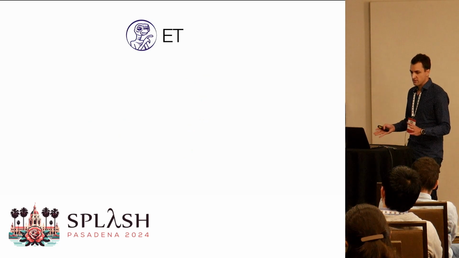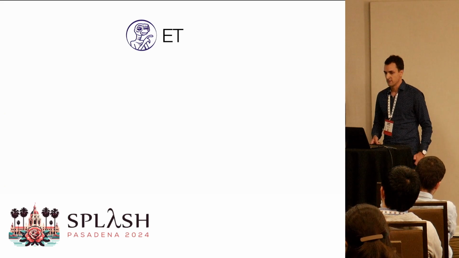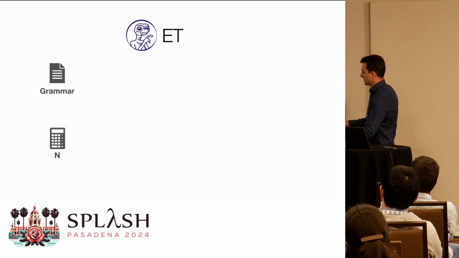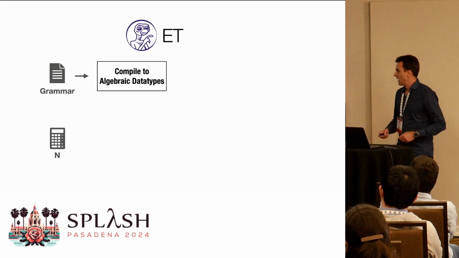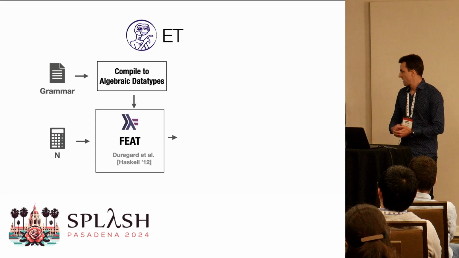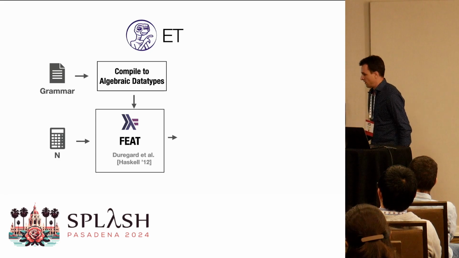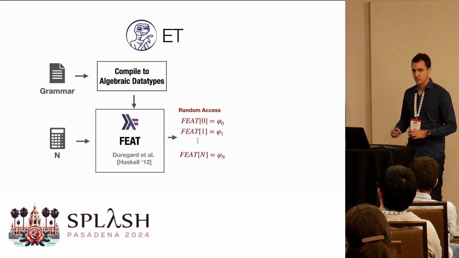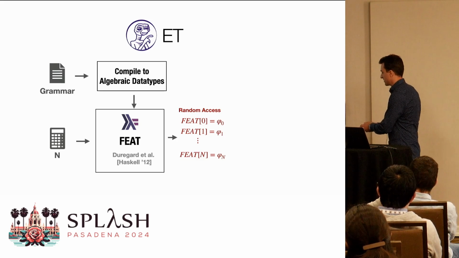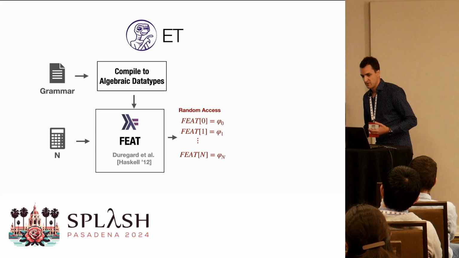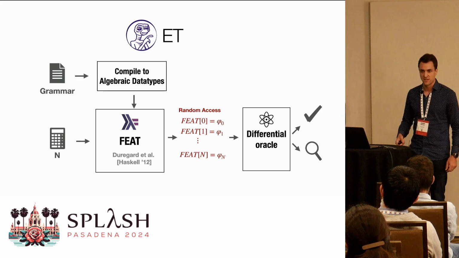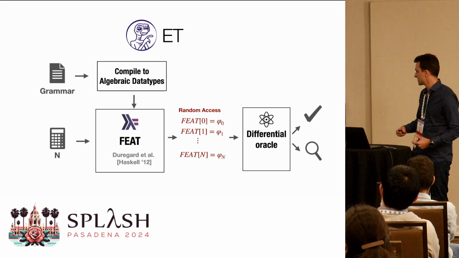We integrate this idea in a tool that we call ET, the enumerative tester, or extraterrestrial. ET works as follows. It takes a grammar and a desired number of tests, and we first compile this grammar to algebraic data types. Then we couple it with a testing library in Haskell called FEAT. FEAT realizes random access to the grammar, essentially, and produces formulas from the smallest to the bigger ones. So if we have n, it will produce the n smallest formulas. And we couple this with a differential oracle to stress test the solvers against each other.